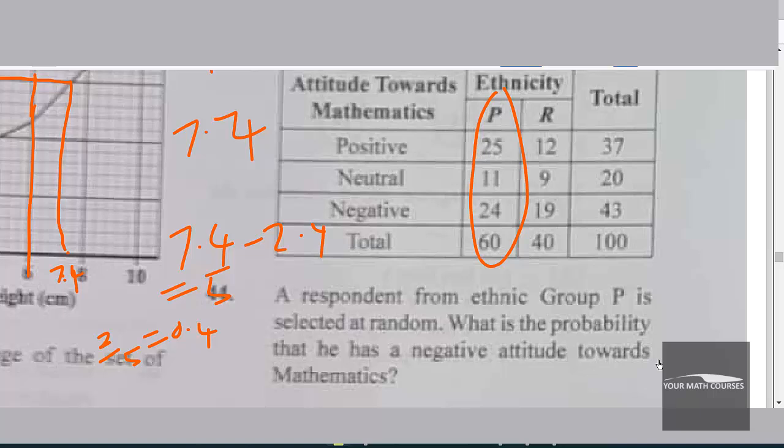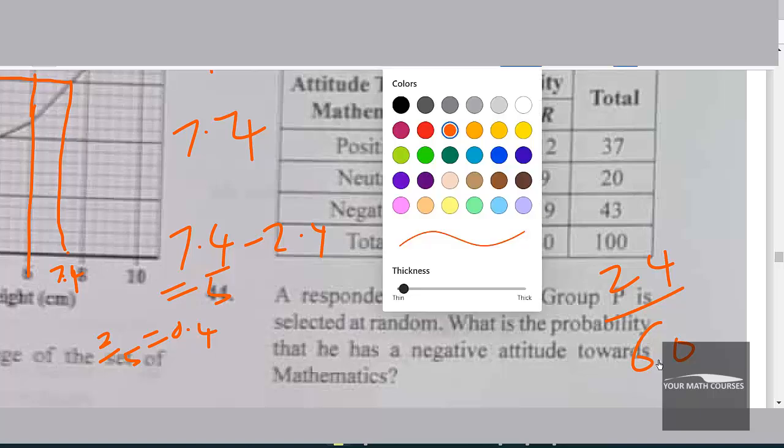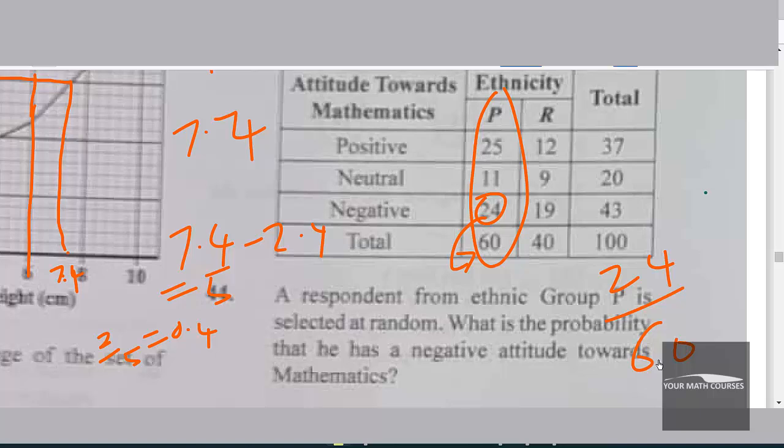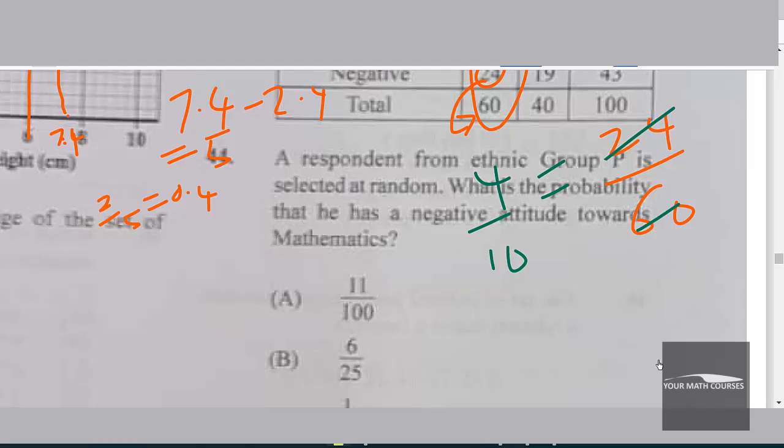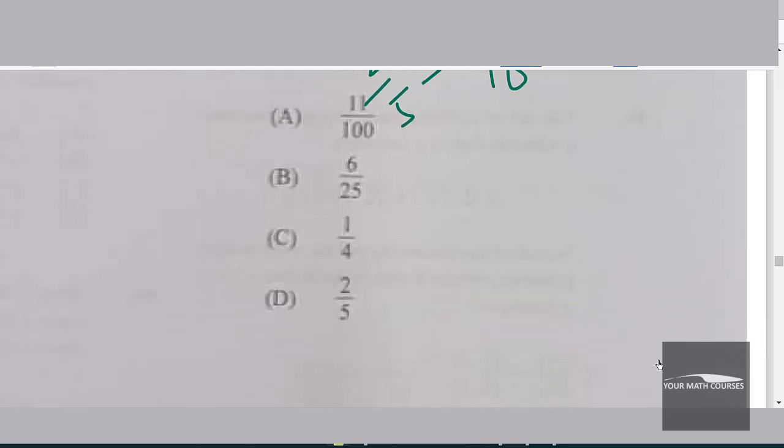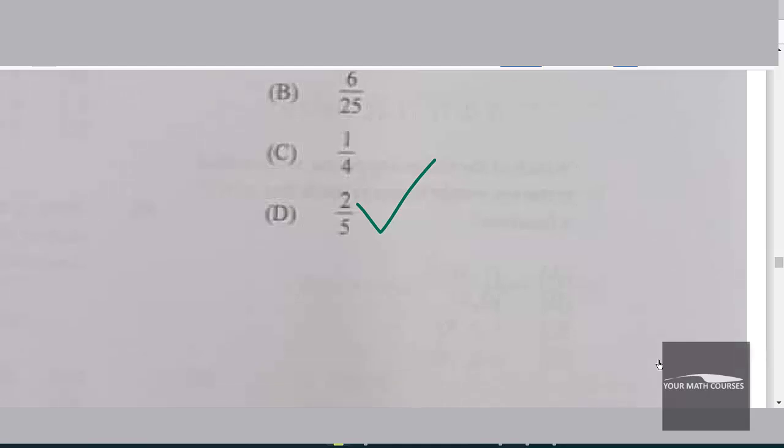So negative attitude, we have 24, and the total of those in the ethnic group is 60. So 24 over 60. 6 goes into 24 4 times. So 6 goes here 4 times, and 6 goes here 10 times. So it means that we will have this equal 2 over 5. So the correct answer is supposed to be D.